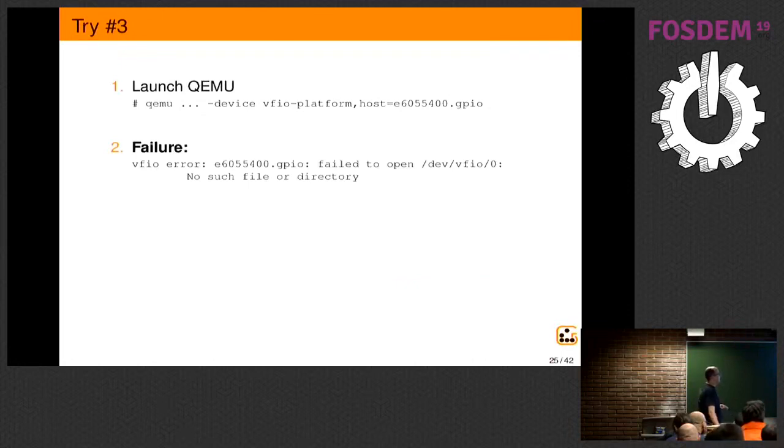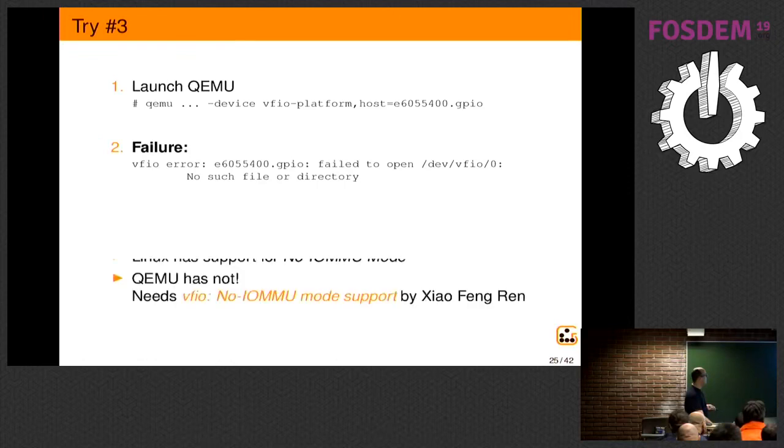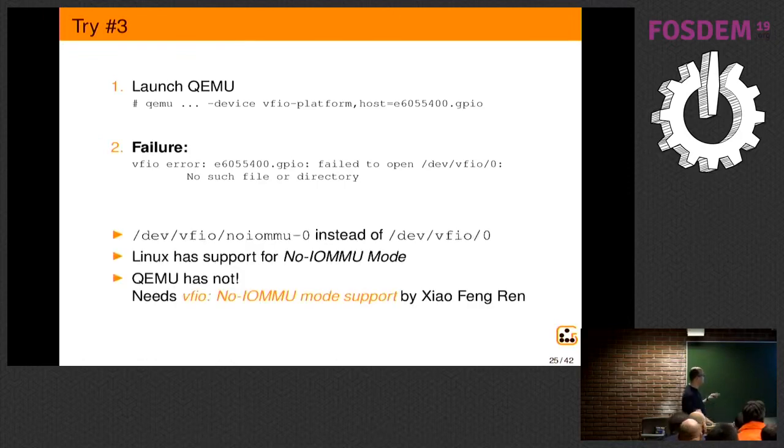It fails. Oops, it cannot open a VFIO file. All right, we don't have that file. There's a /dev/vfio/noiommu-0 file instead of a 0 file. So while Linux has support for this VFIO no-MMU mode, that never got accepted into QEMU. So I'm wondering who's using it, perhaps some other virtualization techniques. Fortunately, you can find a patch on the mailing list archives to enable support for that.